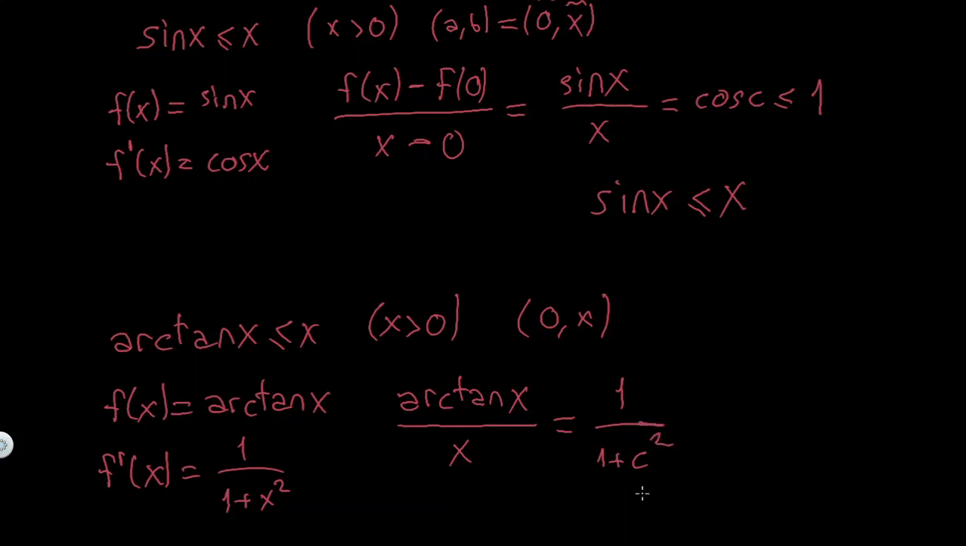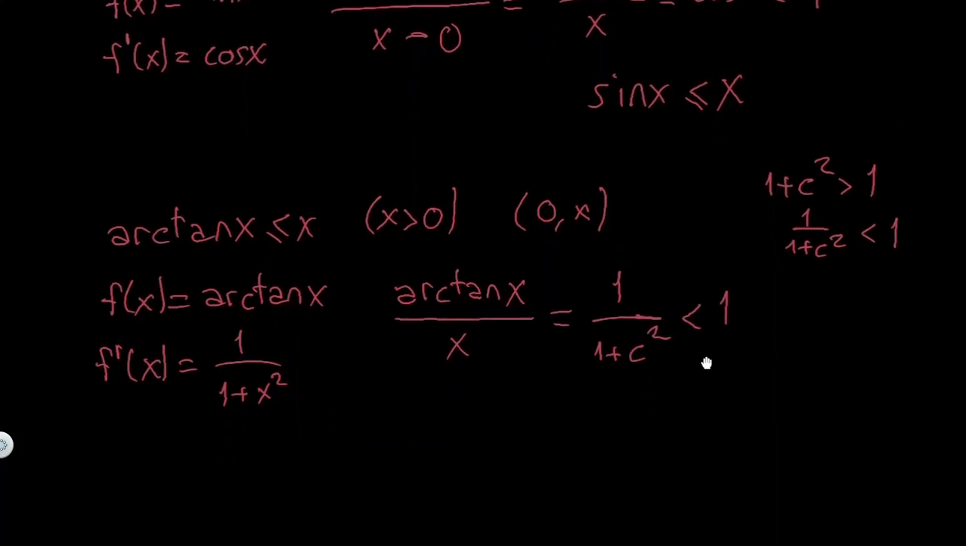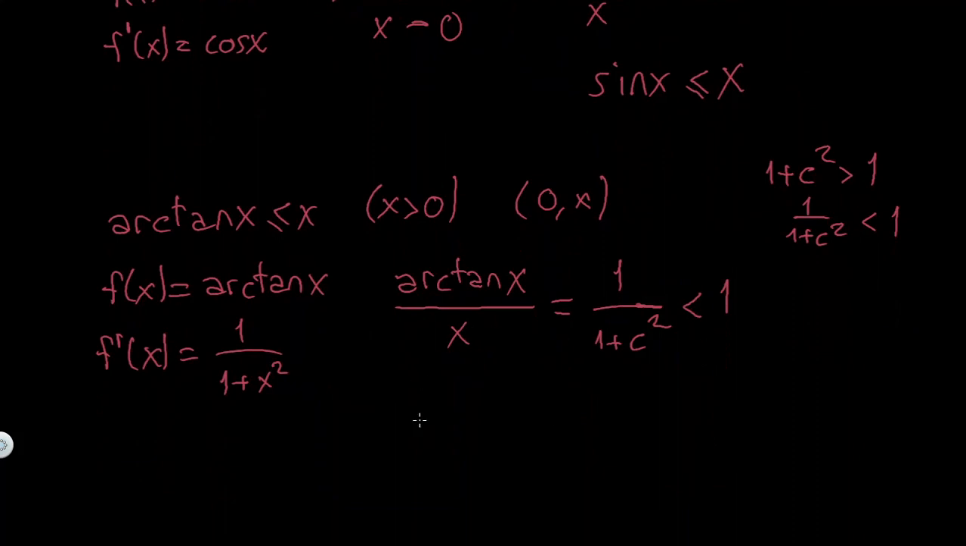And c is a real number. I can basically say that 1 plus c squared is greater than 1 because c squared is positive. Well, I can say greater than or equal, but actually c cannot be 0. So 1 over 1 plus c squared is less than 1. And by that, if I again multiply both sides by x, I have arctangent of x is less than x. Okay, and that's how I can show it.